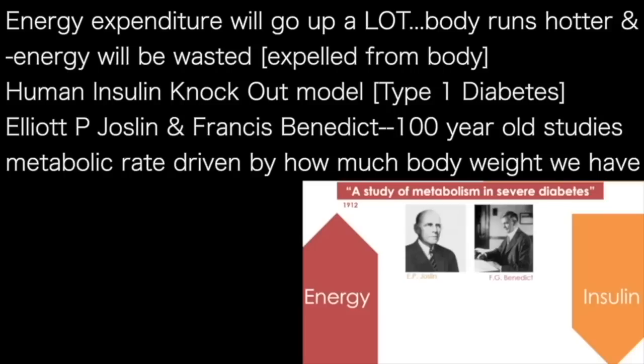So a bigger person, if I were to gain 50 pounds, guess what would happen to my metabolic rate? It would go up, and it would go up a lot. So the bigger the body, the higher the metabolic rate. And yet what they found when these two geniuses came together, they found that in cases of what they called severe diabetes, at the time they didn't call it type 1 or type 2, it would just be type 1, that's what we would call it.